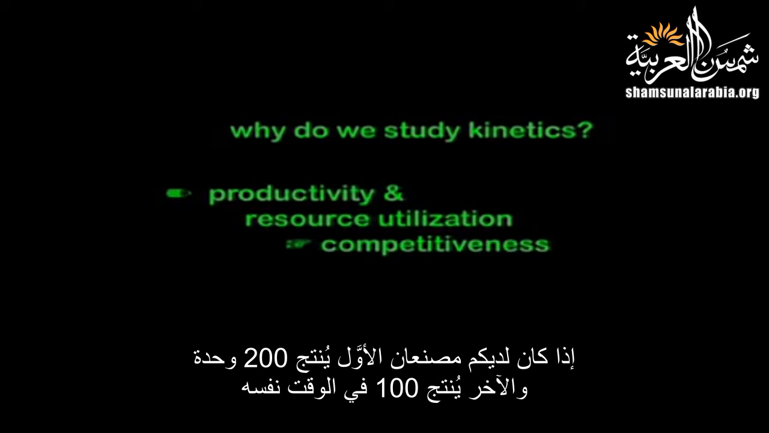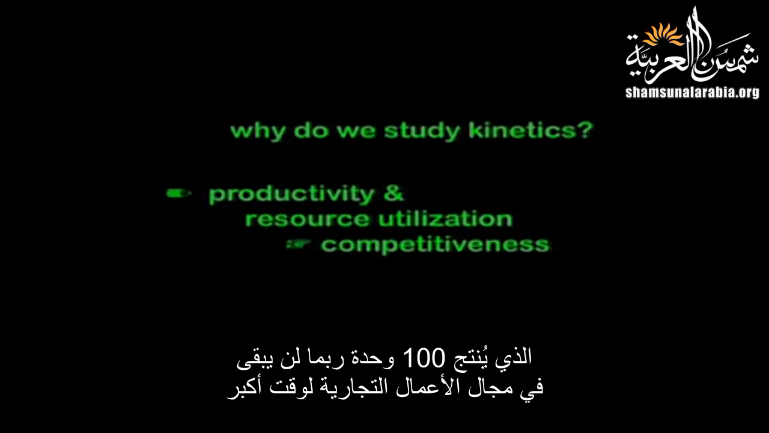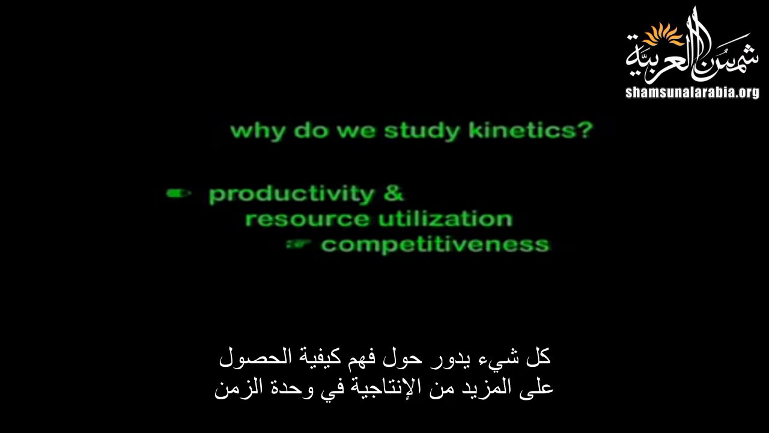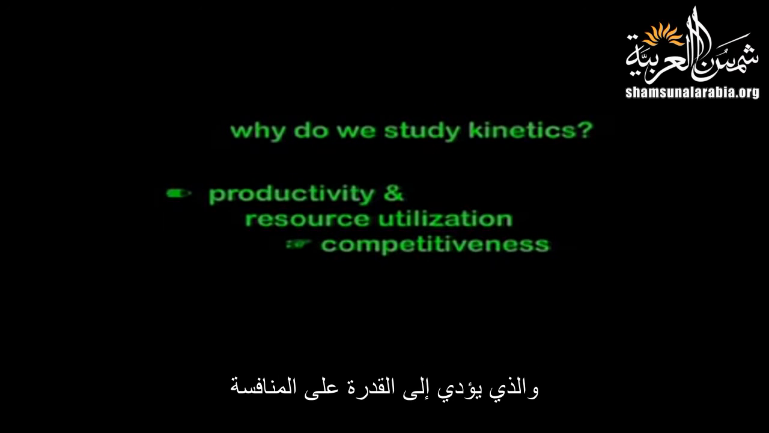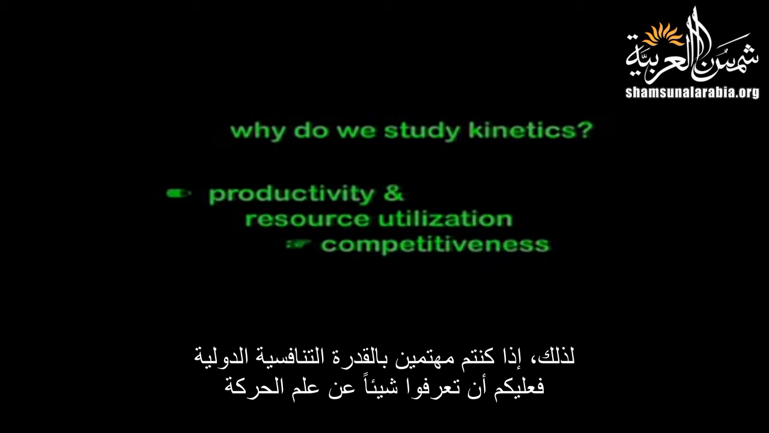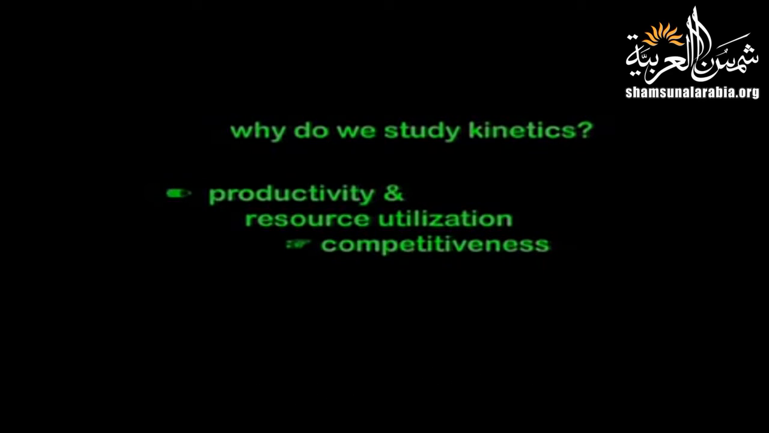You've got two factories. One produces 200 units per time. The other produces 100 units per time. The one that's producing 100 units per time probably isn't going to be in business that much longer. It's all about understanding how to get more throughput per unit time, and that leads to competitiveness. So if you're interested in international competitiveness, you've got to know something about kinetics. The two go hand in glove.